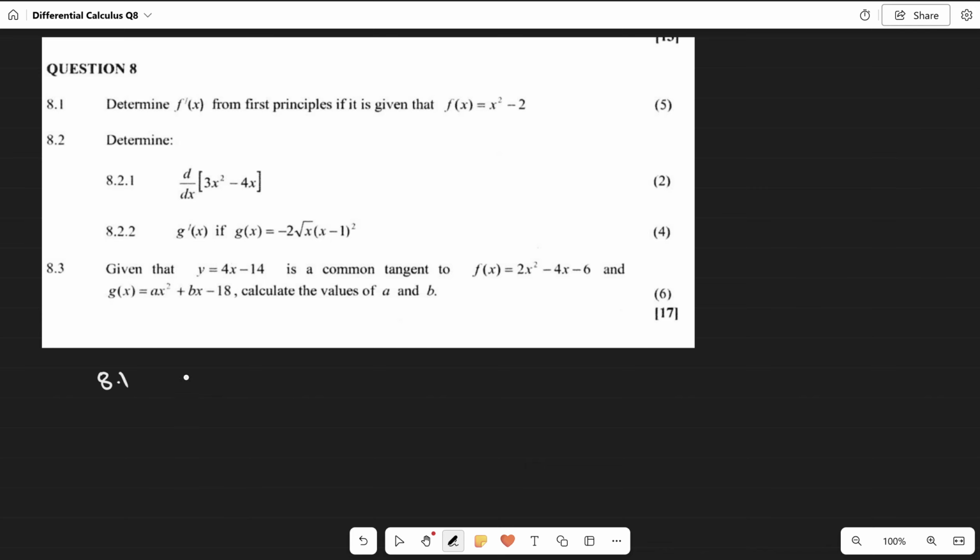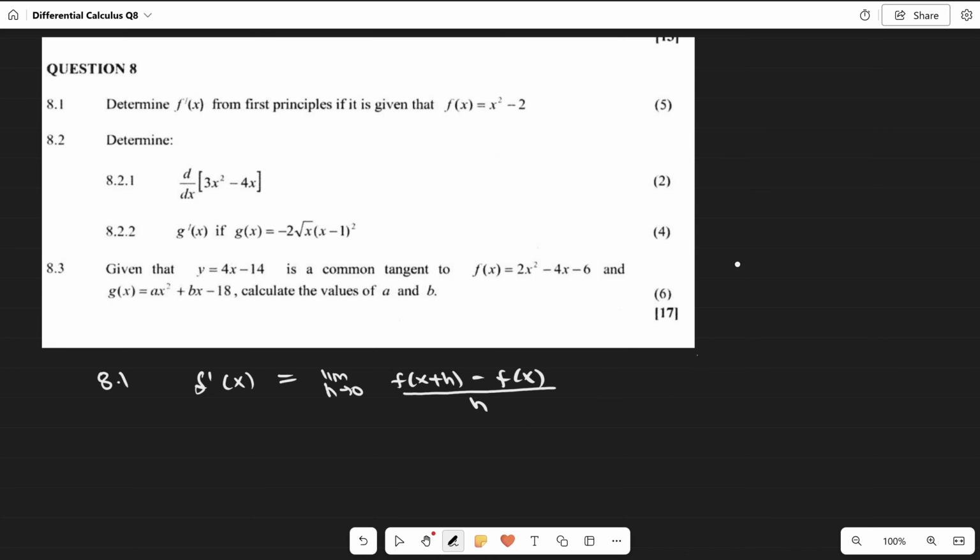We know that our formula for finding the derivative from first principles is the limit as h approaches 0 of f of x plus h minus f of x, all over h. So we use this formula to find the derivative from first principles.